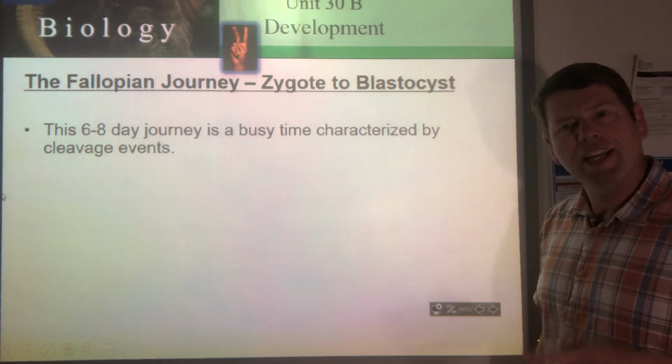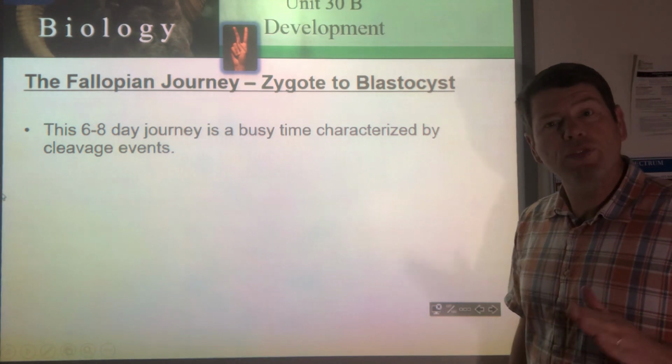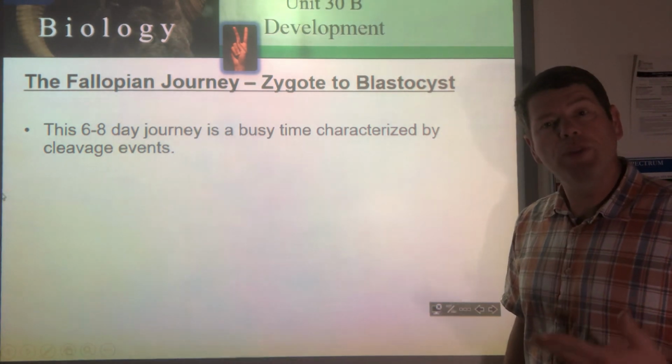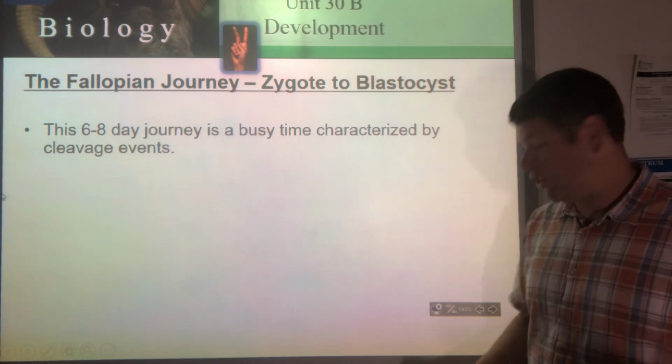It's going to take, like I said, about a week or 6 to 8 days to move down the fallopian tube, and while it's doing that, it's going through these things we call cleavage events, which are essentially cell divisions.